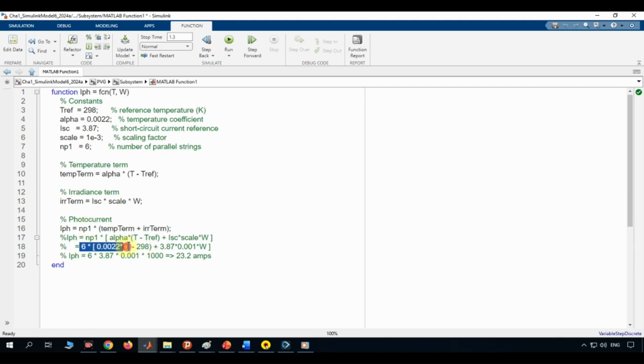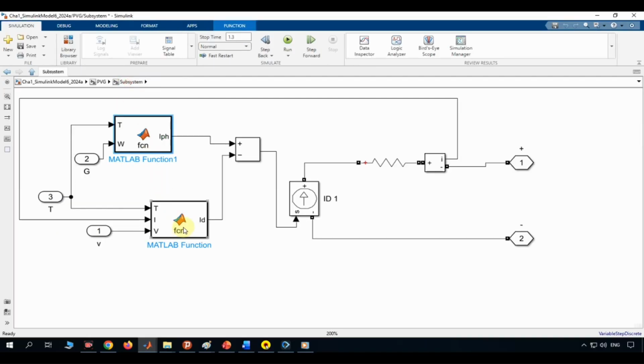At standard test conditions, where the irradiance is 1000 watts per square meter and the temperature is 25 degrees Celsius, the photocurrent becomes approximately 23.2 amperes. This value represents the maximum current produced by the entire PV array under standard conditions. The second MATLAB function block computes the diode current.